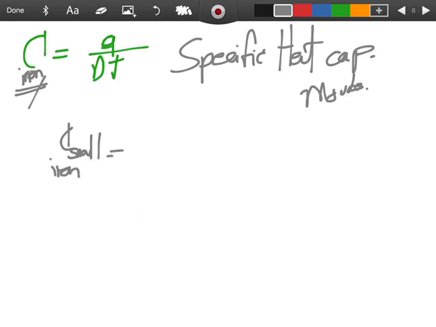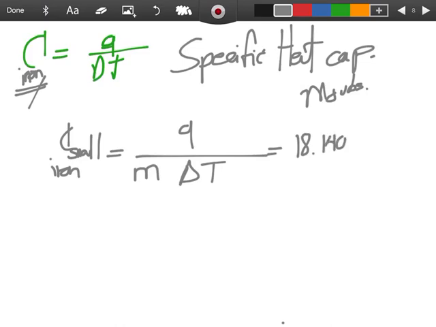Well, since it's already a specific heat capacity, I know that it's Q over the change of temperature, but also associated with every unit of mass. So if this is true, and I already know the masses, this is going to be 18,140 joules over 808 grams, times the change of temperature, which in this case is 50 Celsius, okay?